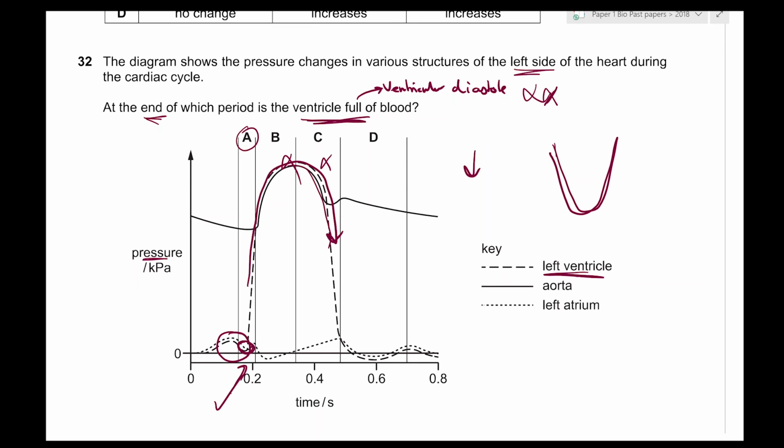Here D is incorrect because it says at the end of which period is the ventricle full of blood. However, it's only at the beginning that the ventricle is still filling with blood and is not yet full. It says here at the end of which period. It's still not full of blood. Therefore, the correct answer must be A.